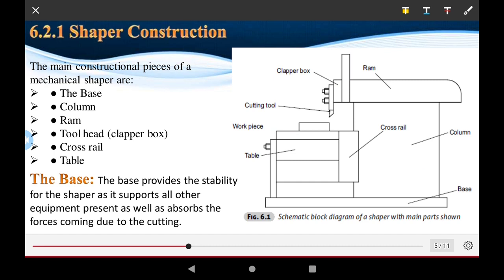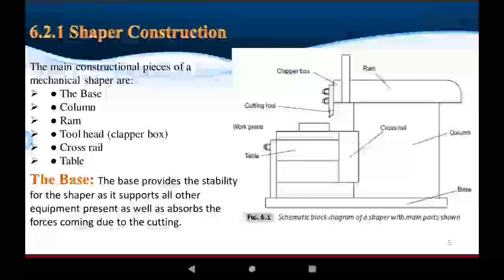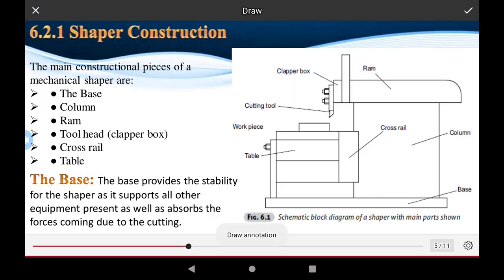and the ram consists of the tool holder, which also holds the tools. Okay, and the ram's reciprocating motion cuts the metal. The base provides stability for the shaper and supports all the components and all the equipment of the shaper machine. Okay, the bed also holds and supports all the elements of the shaper machine. Okay, the bed is a very important part and base of the machine.